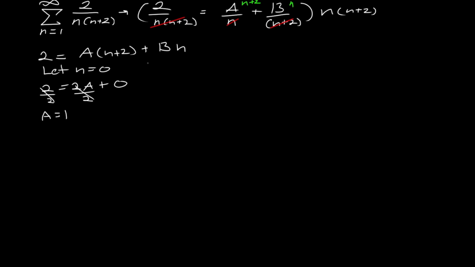Let's do the same with b now. So let's let n equal negative 2. It's going to cancel out this over here. 2 is equal to 0 minus 2b. Divide negative 2 on both sides. And we're left with b is equal to negative 1. Okay, so now that we have that, we can rewrite our series.